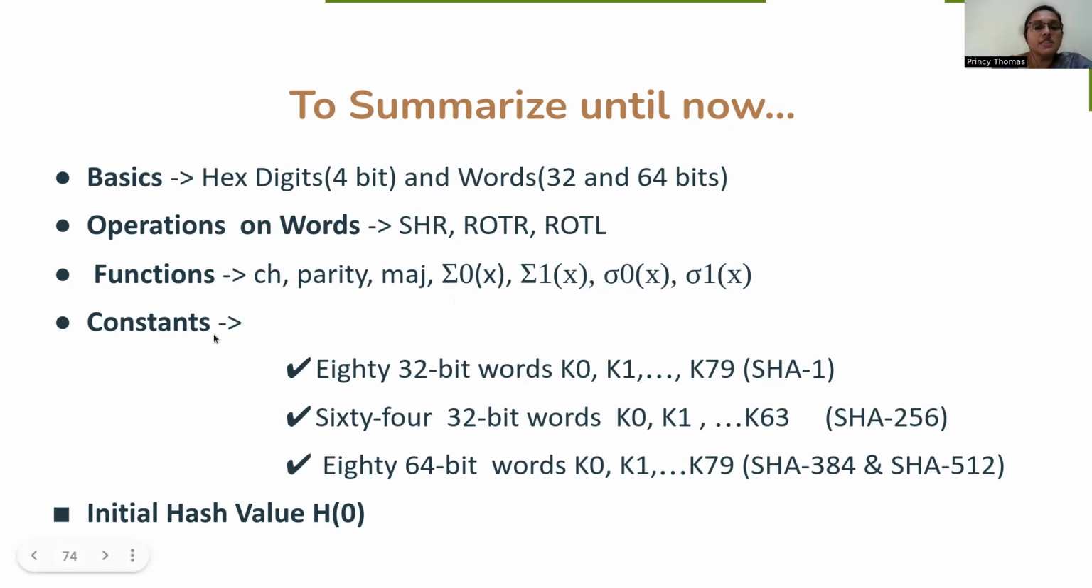X. Constants: there are 80 in SHA-1, 80 32-bit words. So K0 to K79 are there in SHA-1. In the case of SHA-256, there are 64 32-bit words, K0 to K63. In the case of 384 and 512, there are 80, but not 32 bits, 64-bit words. So K0 to K79 for 384 and 512 is similar to SHA-1, but instead of 32 bits, 64 bits are there. And then, of course, we have the initial values.